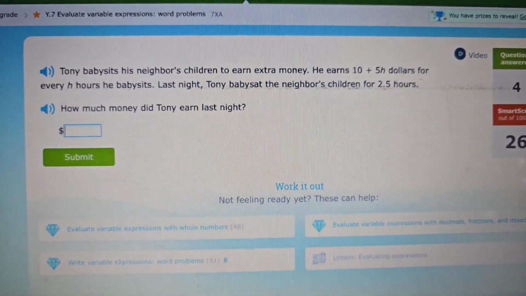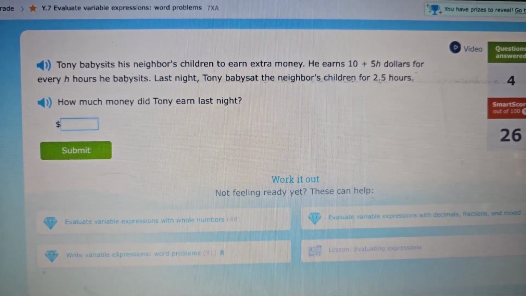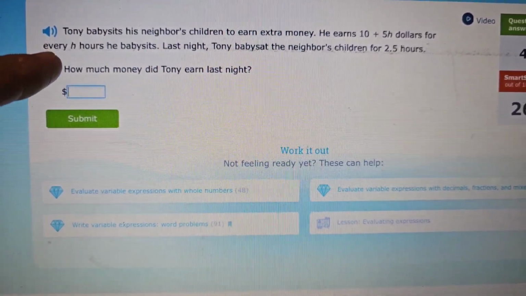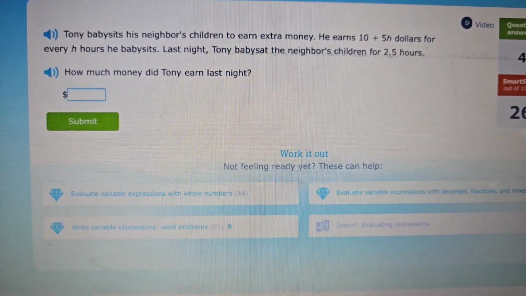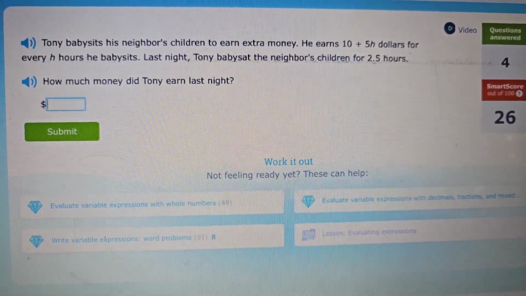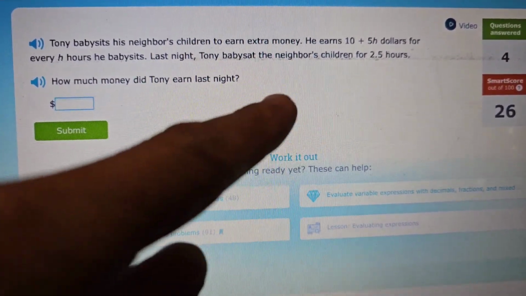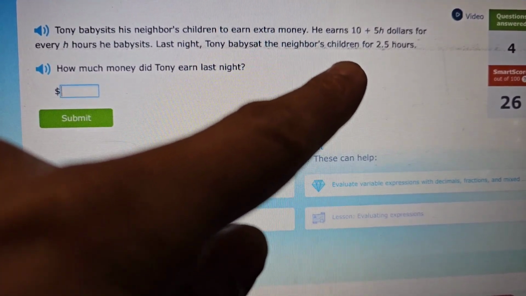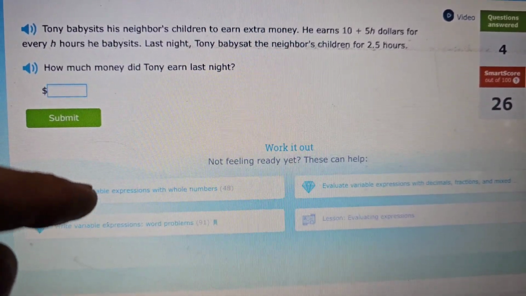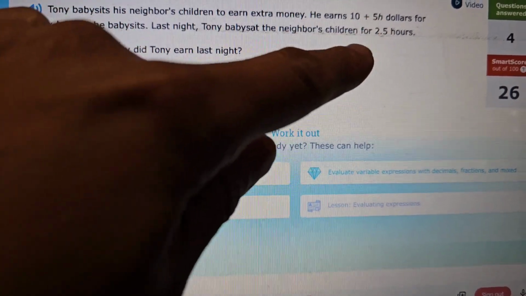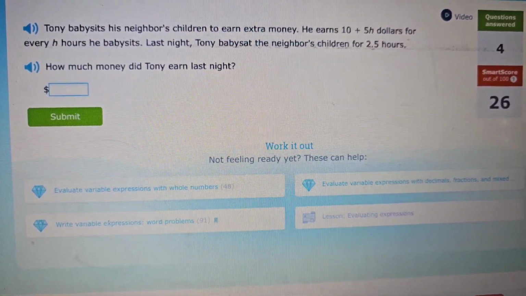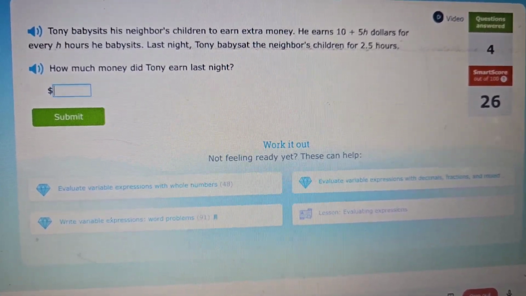So the thing to look for is H. H is the variable that we are trying to solve for. We know that he did 2.5 hours. So we can insert 2.5 into the H up there, and that will give you the answer. That's how you solve the equation.